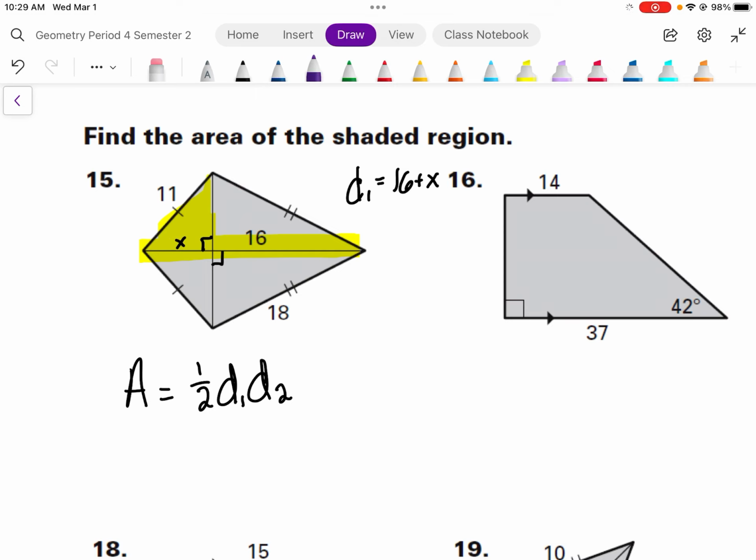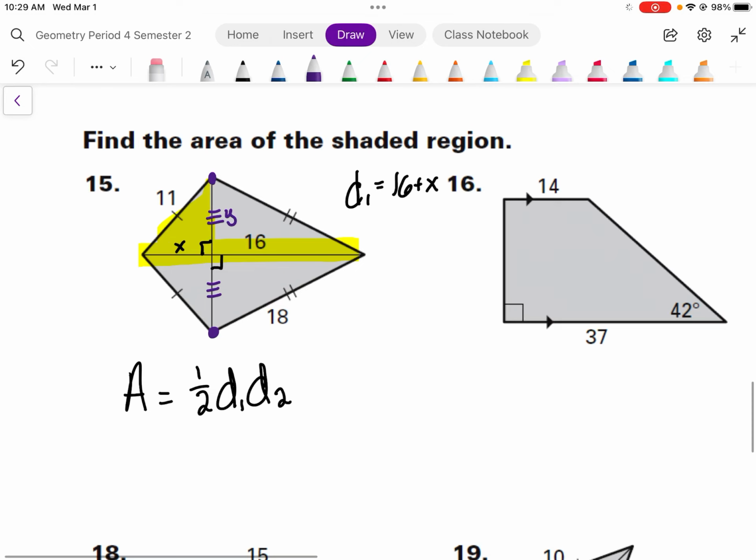But if you remember, in a kite, that one diagonal that connects the two vertices that meet at the different side lengths, those are congruent to each other. So if one of them is labeled y, the other one would be y as well. So using that information, we can figure out what our second diagonal is, because it's going to be equal to 2y.